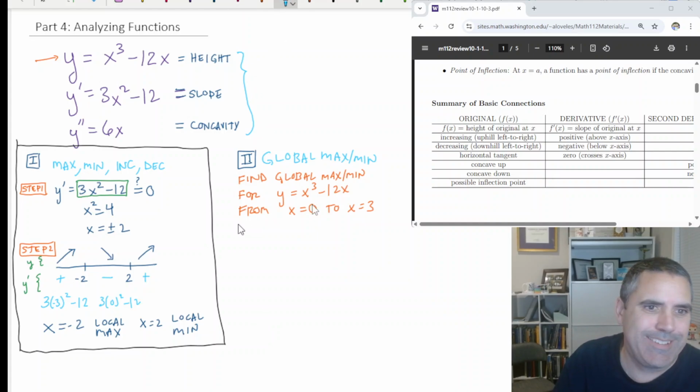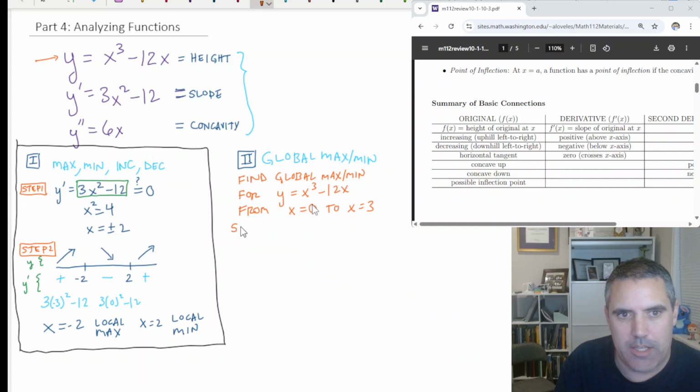And the process for this is initially the same. We just do one thing different at the end. And we've already talked about this, and I did several in class. But step 1, take the derivative, set it equal to 0, and solve. Now, since we already did that, I'm just going to write it here.